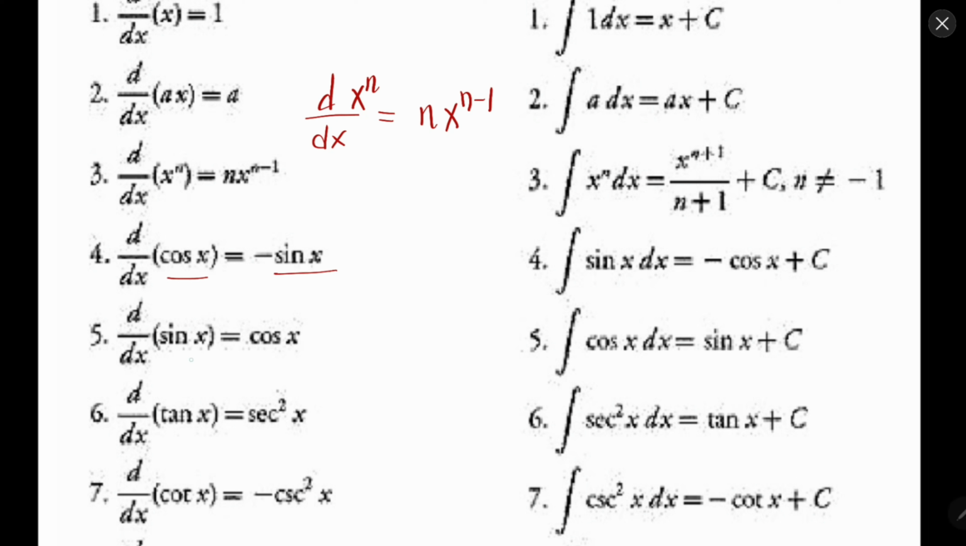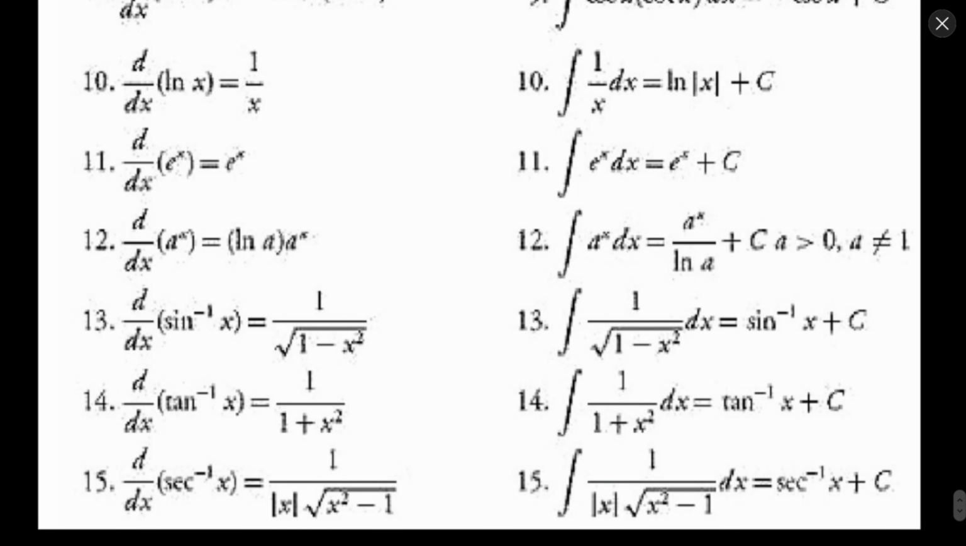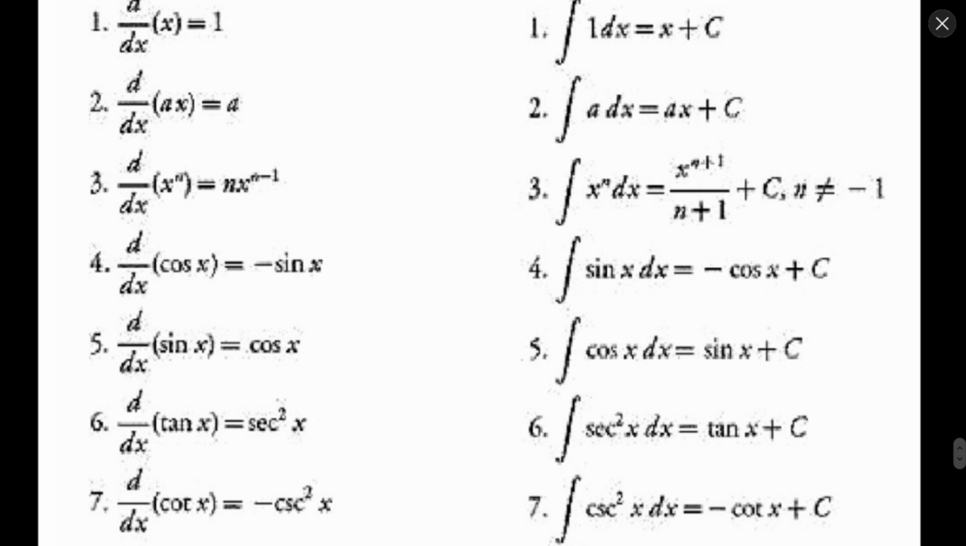Differentiation of cos x is minus sin x, sin x is cos x, tan x is sec square x. Differentiation is like a function, when you operate it on some input, you will get some output. Cot x, sec x, all these values are here. Do not try to remember this for now at least, because you can always refer back to this formula sheet while solving the questions. But when you do it in maths, then you have to remember most of these formulas.